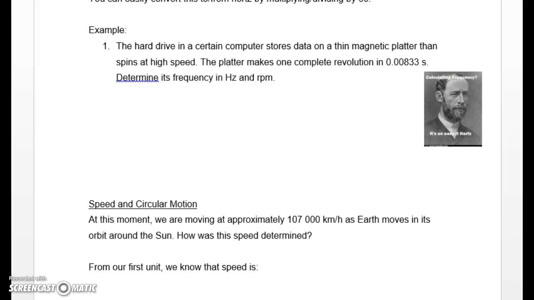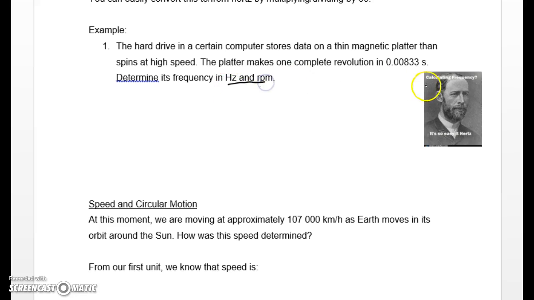Alright, so welcome back to the video on circular motion. So now we're going to be moving on to example number 1. The hard drive in a certain computer stores data on a thin magnetic platter that spins at high speed. The platter makes one complete revolution in 0.00833 seconds. So here we're going to determine the frequency in both hertz and revolutions per minute.